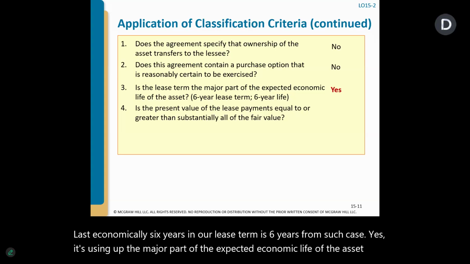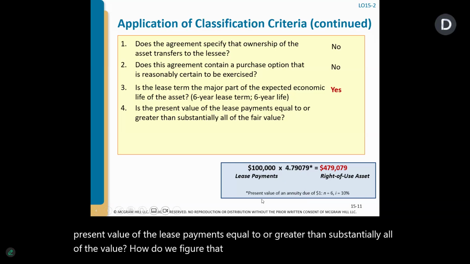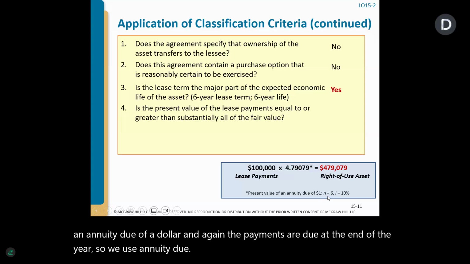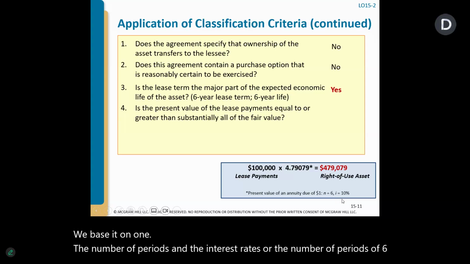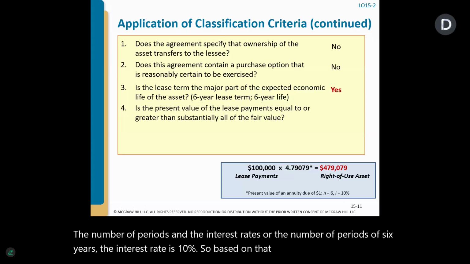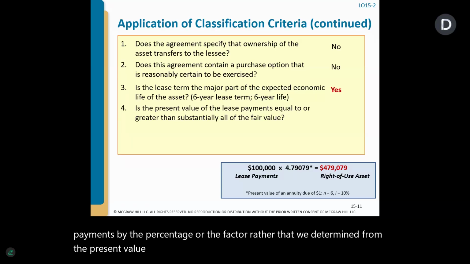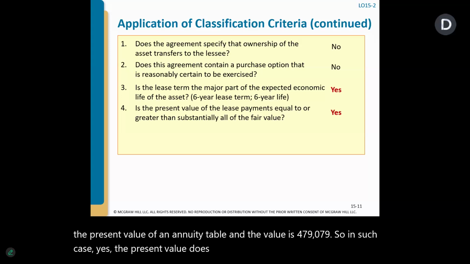Is the present value of the lease payments equal to or greater than substantially all of the fair value? How do we figure that out? For $100,000, we get the present value of an annuity due of $1. And again, the payments are due at the beginning of the year, so we use annuity due. We base it on the number of periods and the interest rate. So the number of periods is 6 years. The interest rate is 10%. So based on that, we multiply the lease payments by the factor that we determined from the present value of an annuity table, and the value is $479,079. So in such case, yes, the present value is equal to or greater than the fair value.